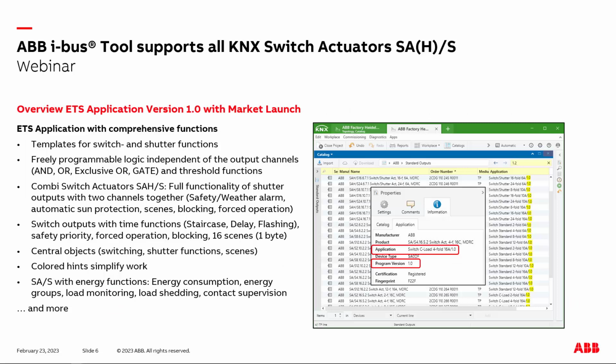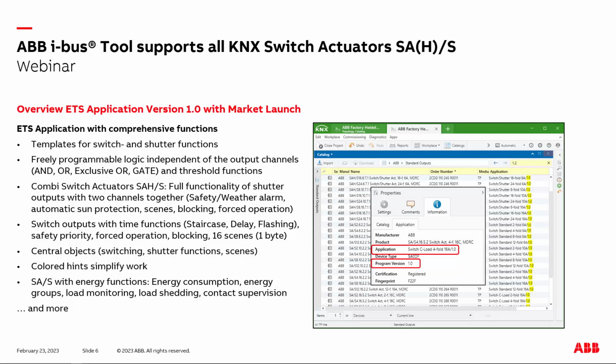We started, as mentioned, 3 years ago with the first application, which was already very comprehensive at that time. So a lot of functions. We have so-called templates to make life easier during commissioning, and a lot of logical functions. With a Combi switch actuator we have the option to completely operate shutters and blinds too. A lot of time function specialties like priority functions or forced operation. Some of these will be shown by Jürgen later in the practical demonstration as well.